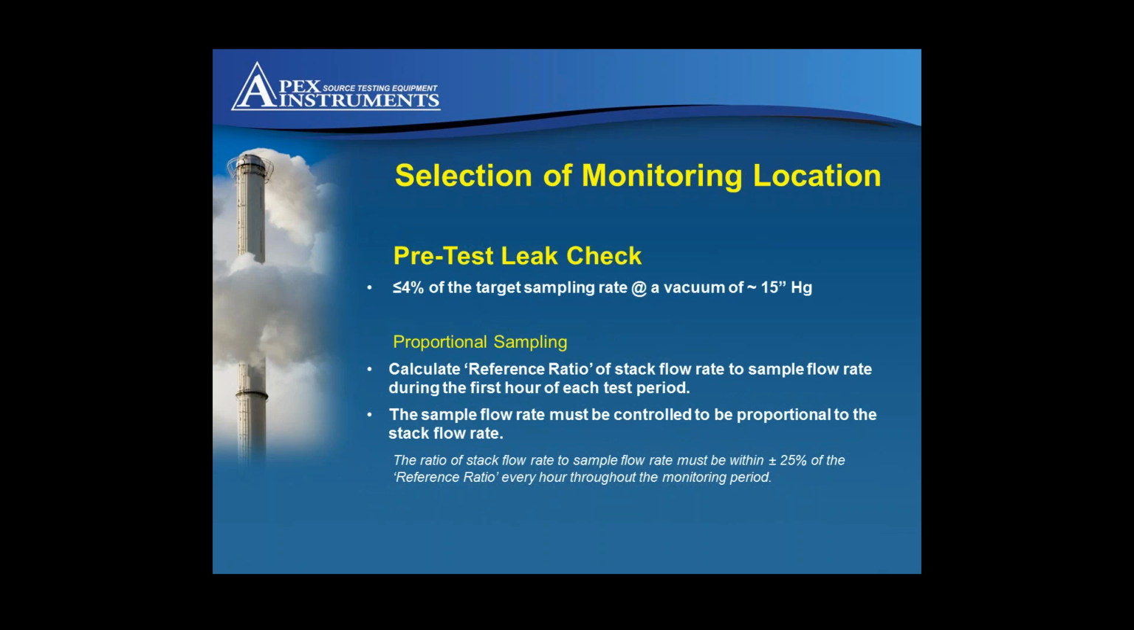During the sample run, the first thing that we have to do is to ensure that we do a leak check before starting to sample, and we do a leak check afterwards as well. The pre-leak check will be at a vacuum of typically around about 15 inches of mercury. And then the post-leak check will just be at the highest vacuum that the device has seen throughout the sampling period.